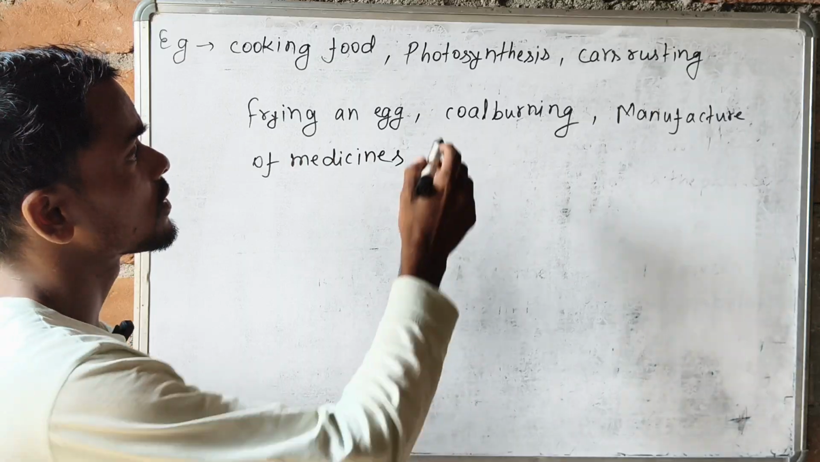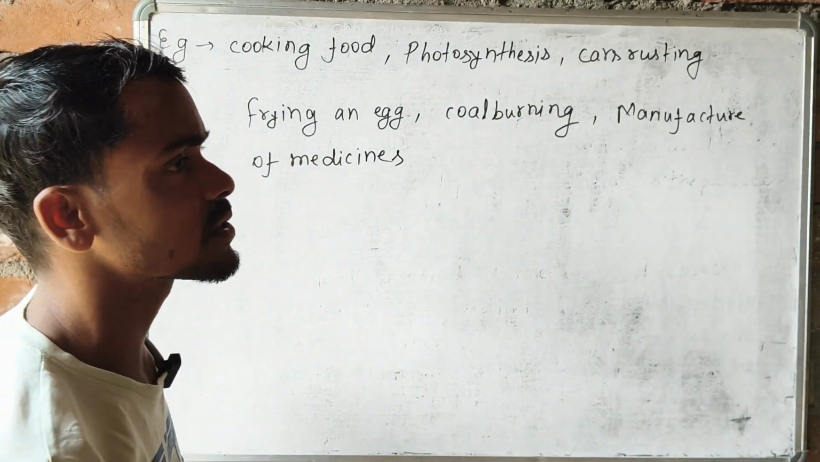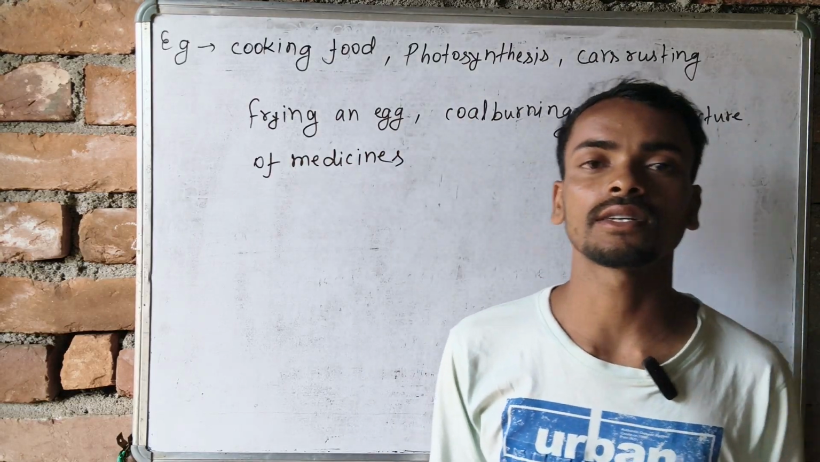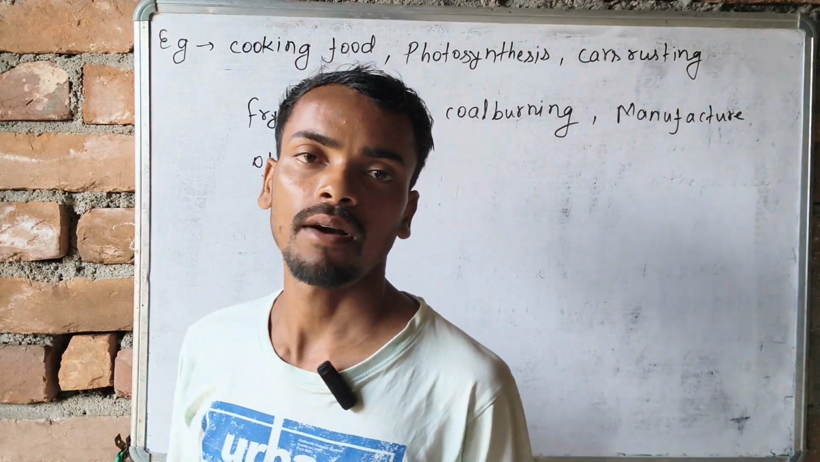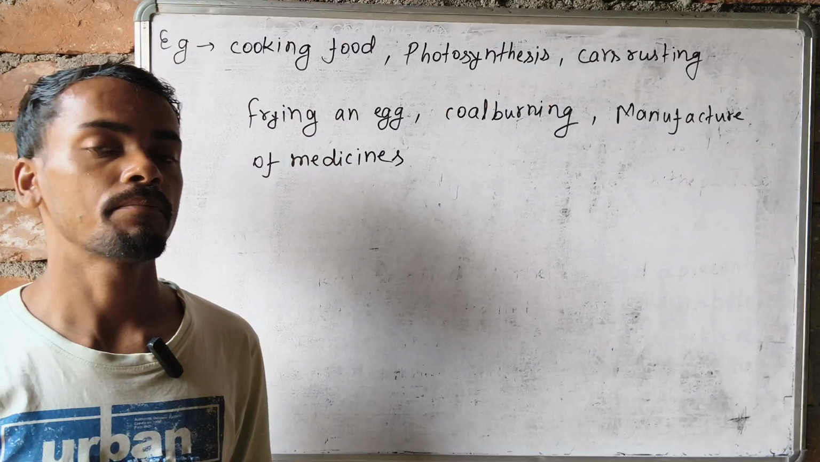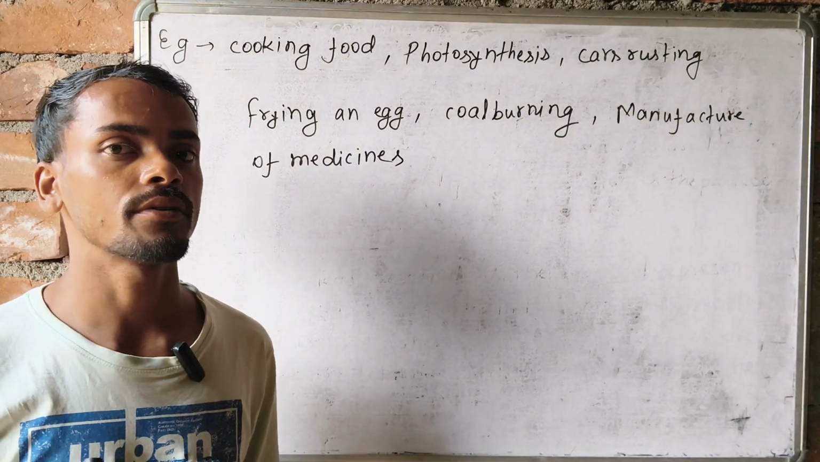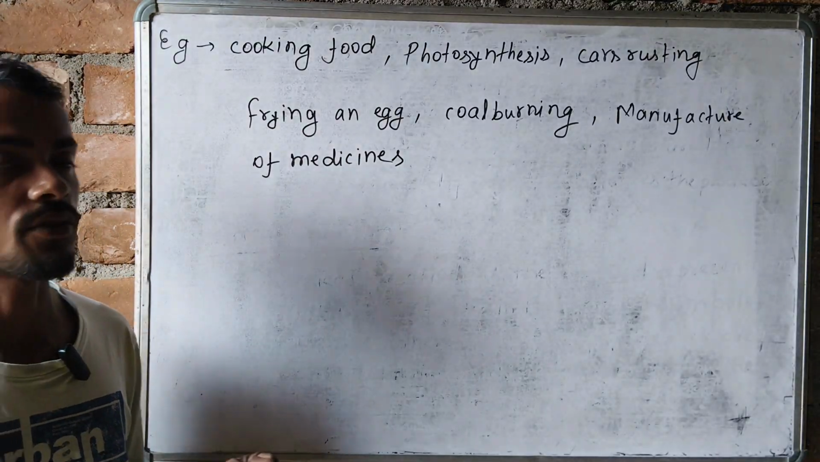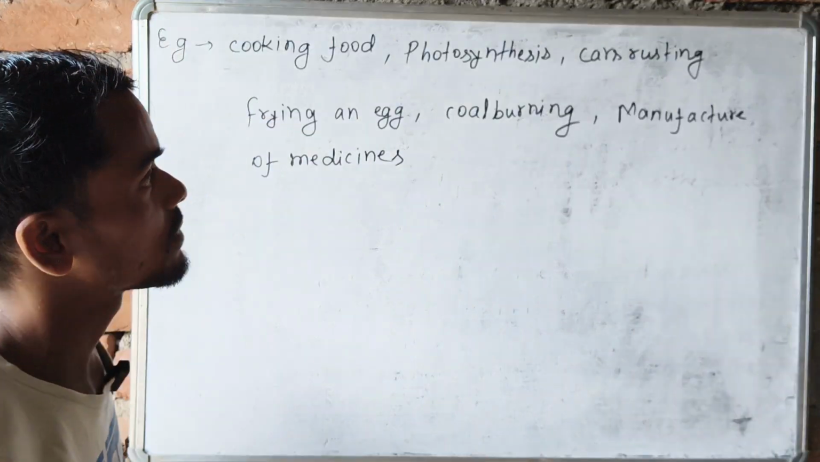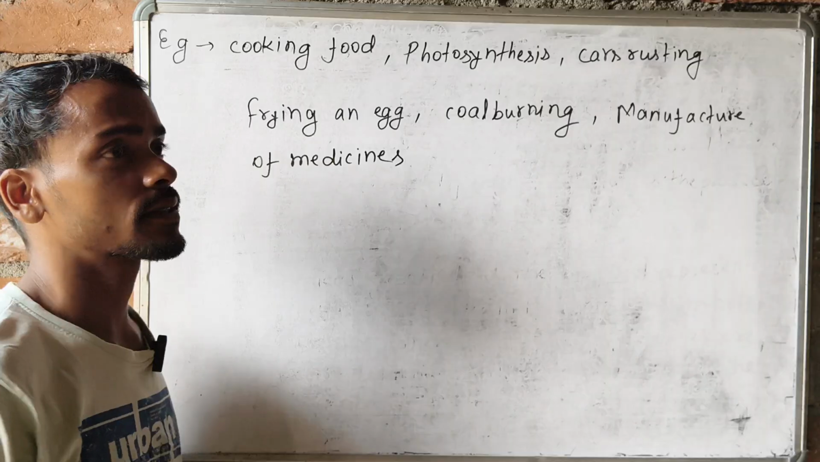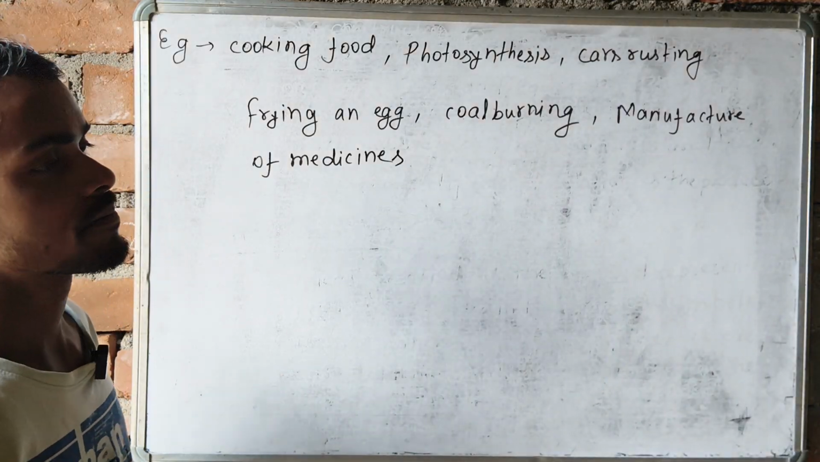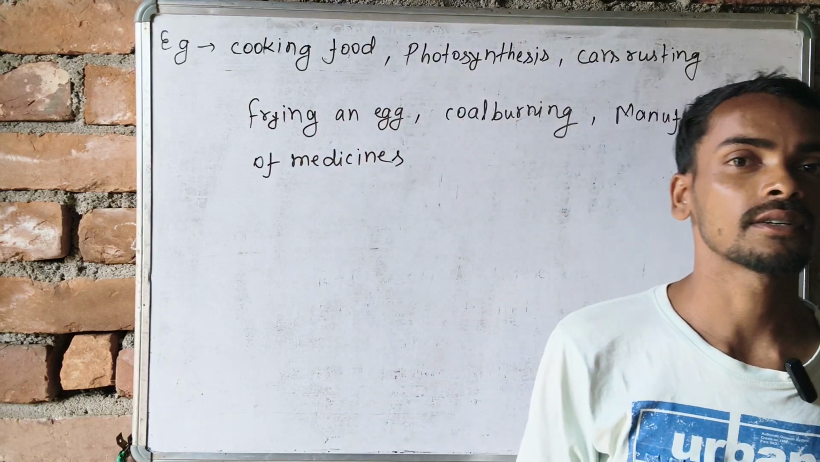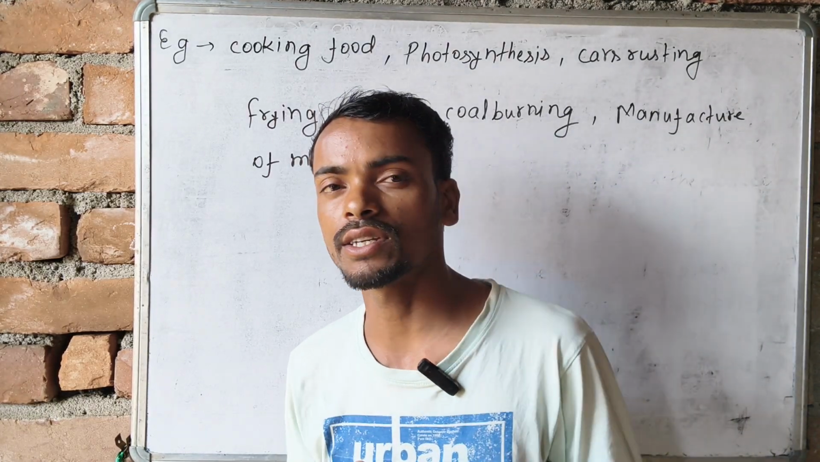When we talk about photosynthesis, it is a process found in plants, in our surroundings. In plants, it is a process that takes place in the presence of sunlight, chlorophyll, and heat.